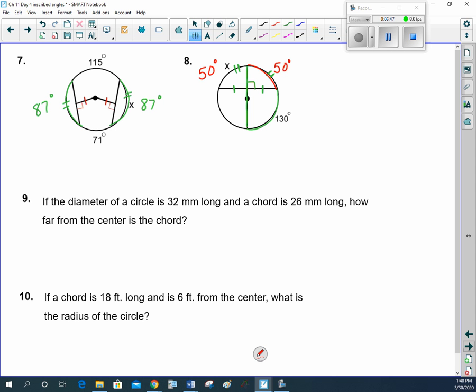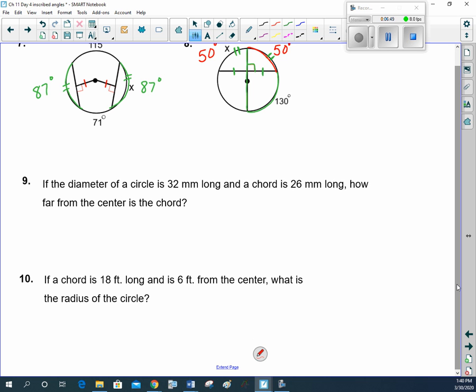Okay, and then the last two, they kind of line up with your homework where we draw the picture. It says if the diameter of a circle is 32 millimeters long and a chord is 26 millimeters long, how far from the center is the chord? I just like to draw these all the same. I like to use the theorem where if I have a diameter and it's perpendicular to a given chord, then it's the bisector of that chord. So this piece is the same as this one, and then I draw in a radius.